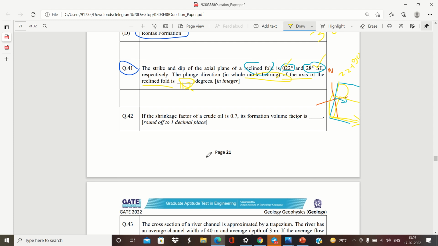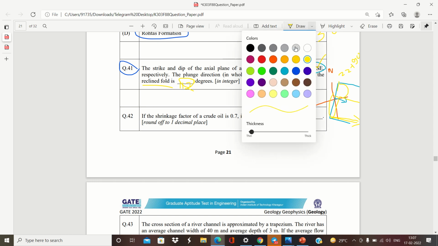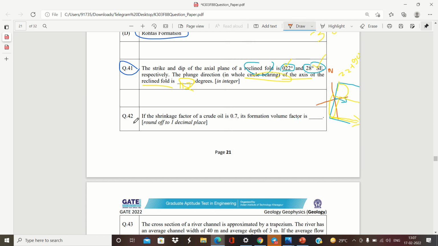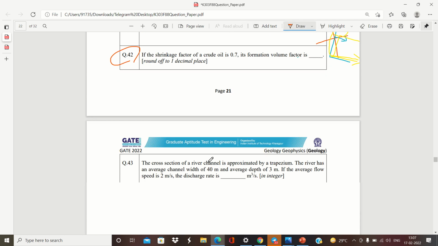Okay, then another question is if the shrinkage factor of crude oil is 0.7, its formation volume factor is. So this question I will discuss separately. Okay, there are certain questions which I have decided to make videos separately.